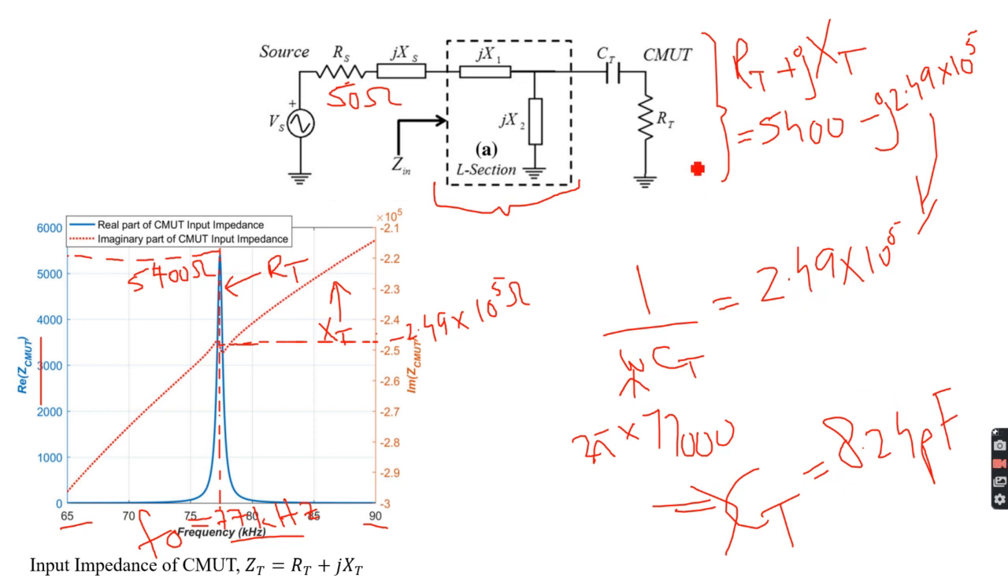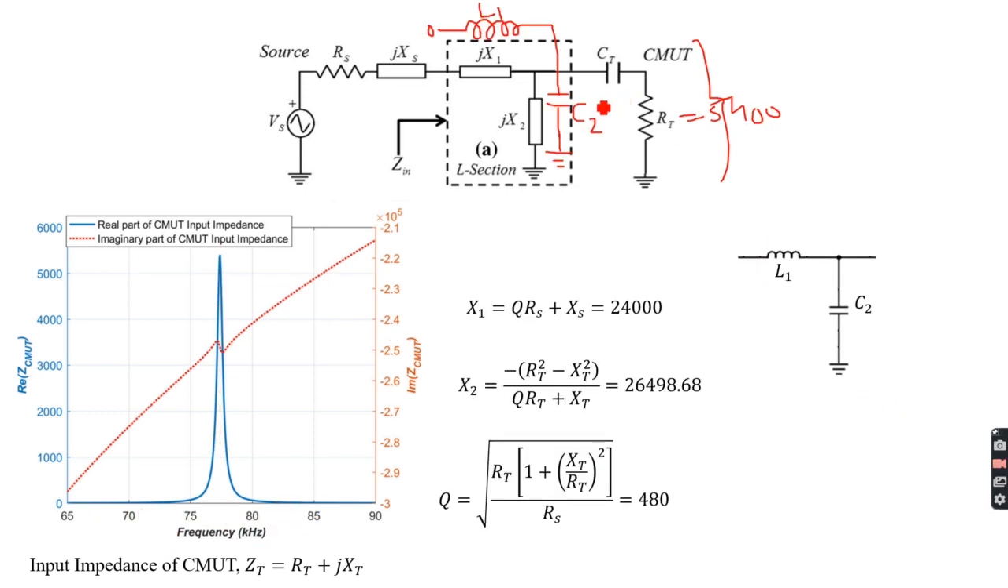Yeah. Now I have a combination. So what happens is that this is a 5400 ohm resistance in series with 8.2 picofarad capacitor. So this is my CT. Okay, this is my CT. This is not C2. This is CT. Yeah. So now I have this matching section, which is an LC matching section. It's a low pass combination, and actually it's a low pass filter to avoid any harmonics.